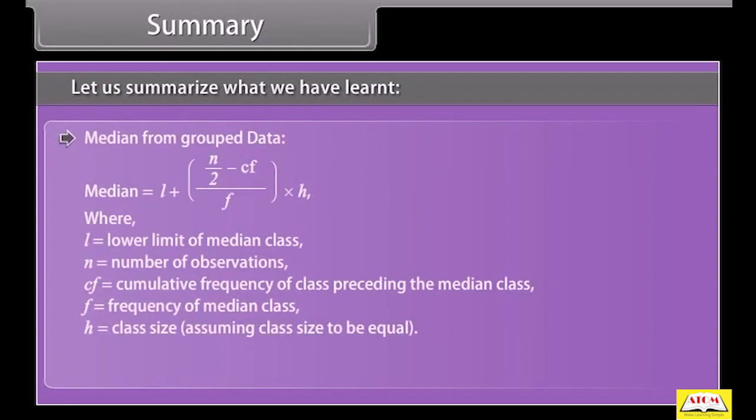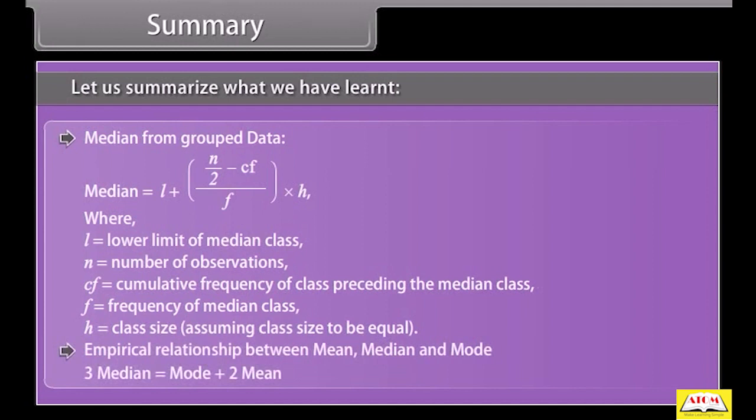Median from grouped data. L plus n by 2 minus CF, that is divided by F and multiplied by H, where L is equal to lower limit of median class, N is equal to number of observations, CF is equal to cumulative frequency of class preceding the median class, F is equal to frequency of median class, H equals class size, assuming class size to be equal. Empirical relationship between mean, median and mode. 3 median equals mode plus 2 mean.